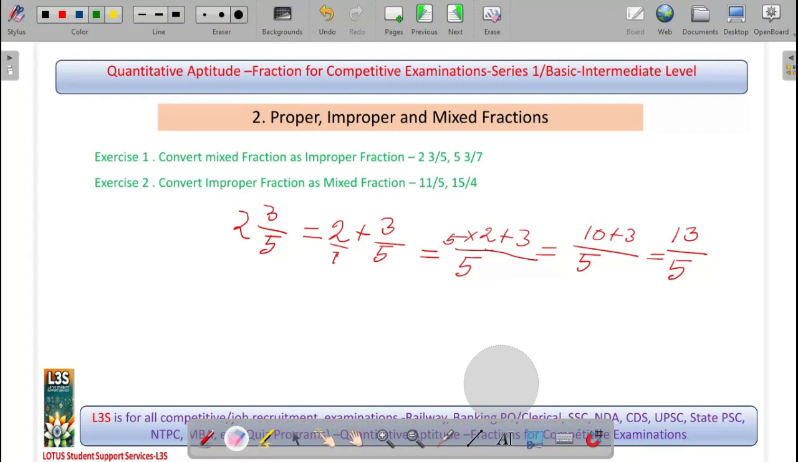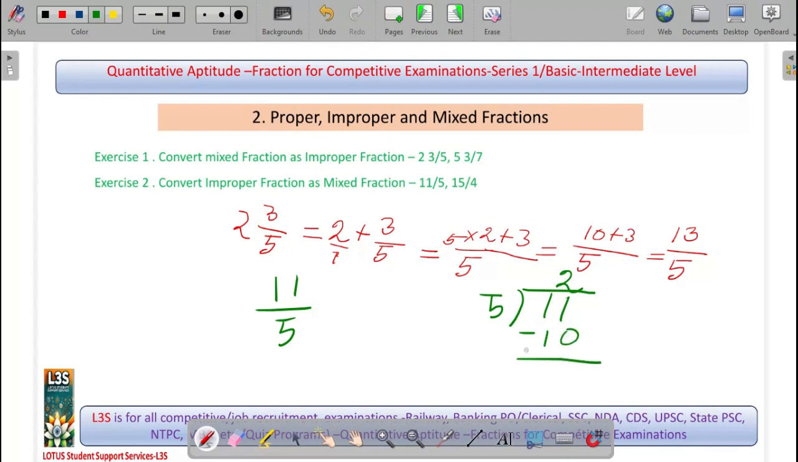Convert improper fraction to mixed fraction. So this is 11 by 5. What we have to do is divide 11 by 5. 5 1s are 5, 5 2s are 10. We just need to divide 11 by 5.